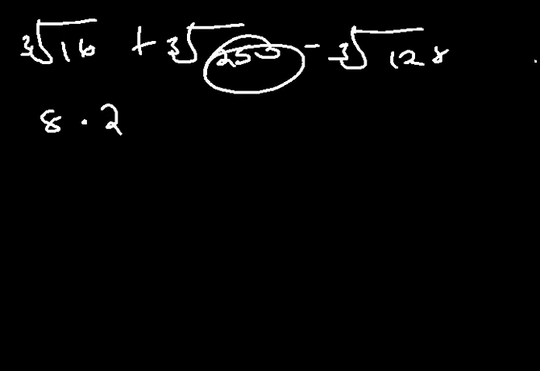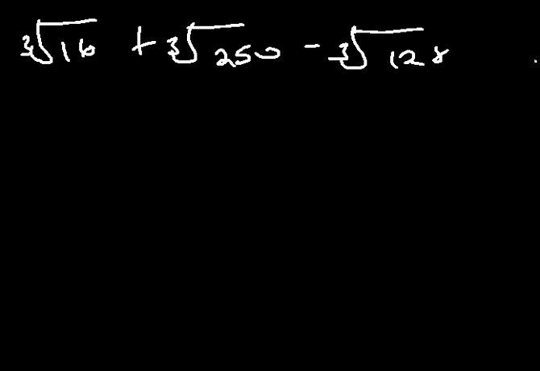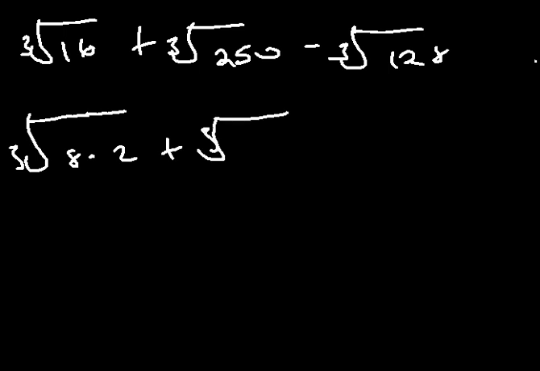And what about 250? On 250 we can have 125 times 2. How about 128? We'll have 64 times 2. That will work. So that is how we can have it: the cube root of 8 times 2, plus the cube root of 125 times 2, minus the cube root of 64 times 2.